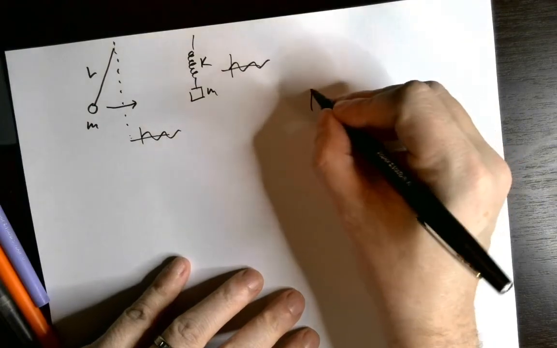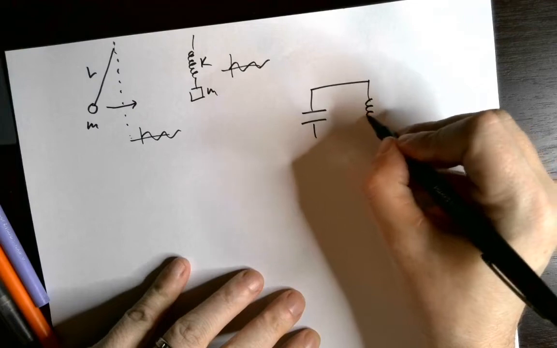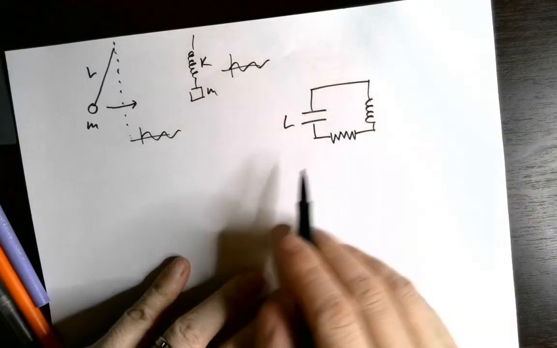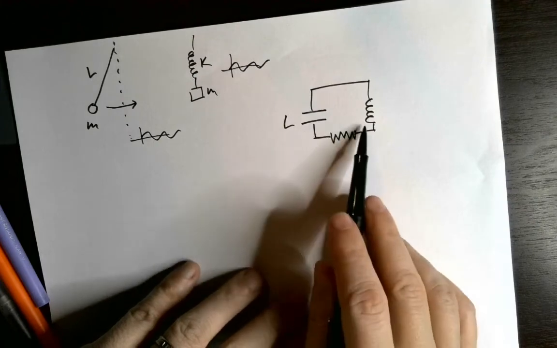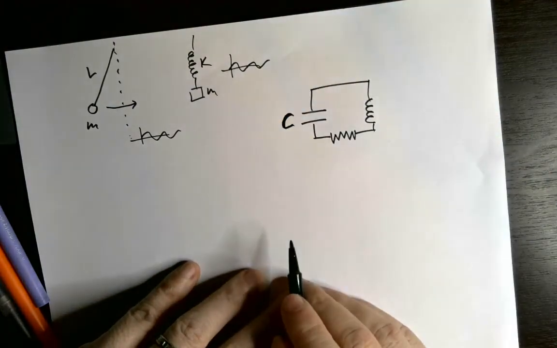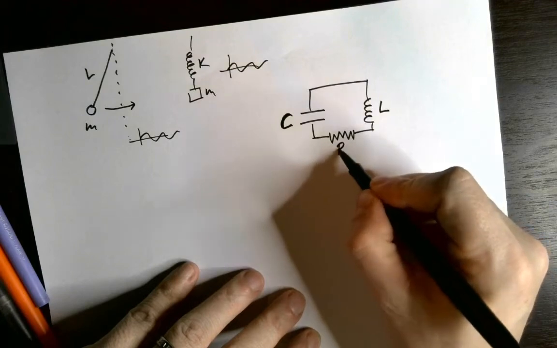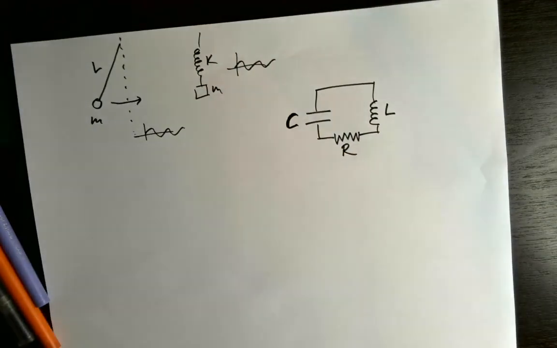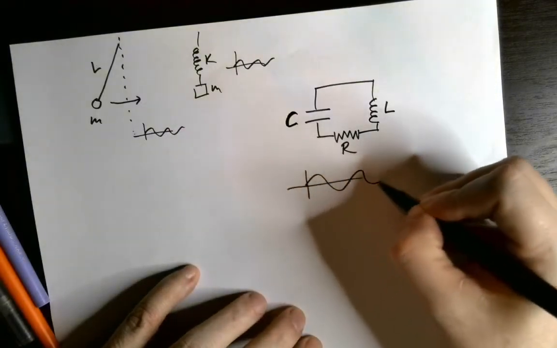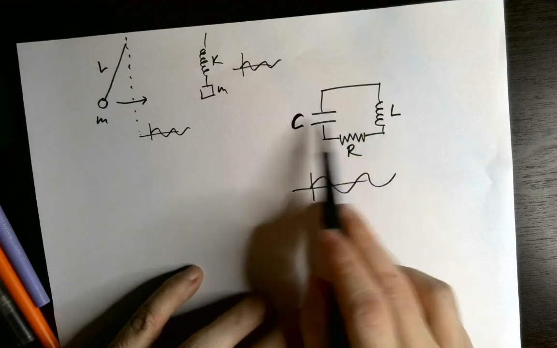If we've got a circuit that's got a capacitor and an inductor and a resistor, where the inductance plays the role of the mass. Oh, wrong thing. The capacitance plays the role of the force. The inductor plays the role of the mass, and the resistor plays the role of air resistance or friction. The frequency of oscillation of this thing depends on these constants, particularly L and C.